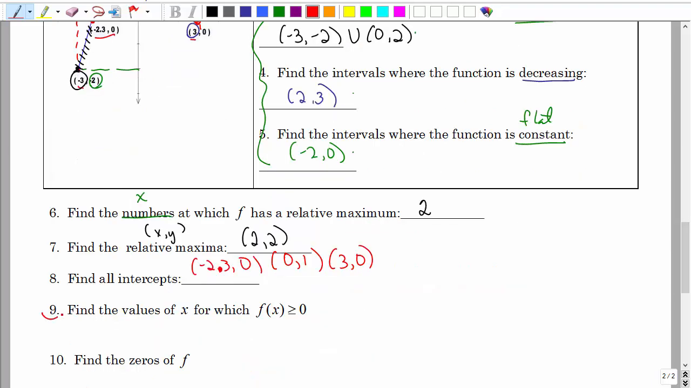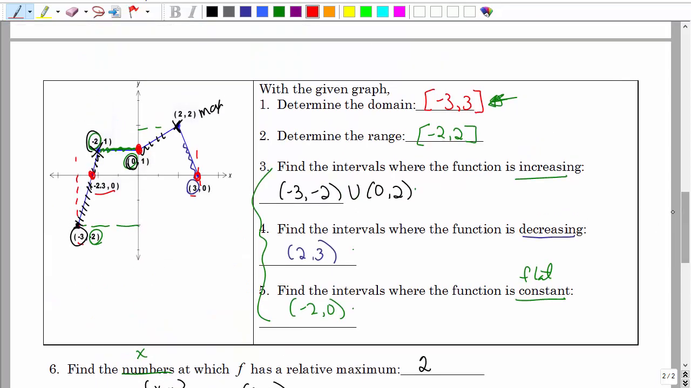Okay. Number 9, a little bit different from the last one. It says find the values of x for which f of x is greater than 0. So where is y positive and equal to 0? So that is above the x-axis. Okay, so here's the x-axis. What part of this graph is above?